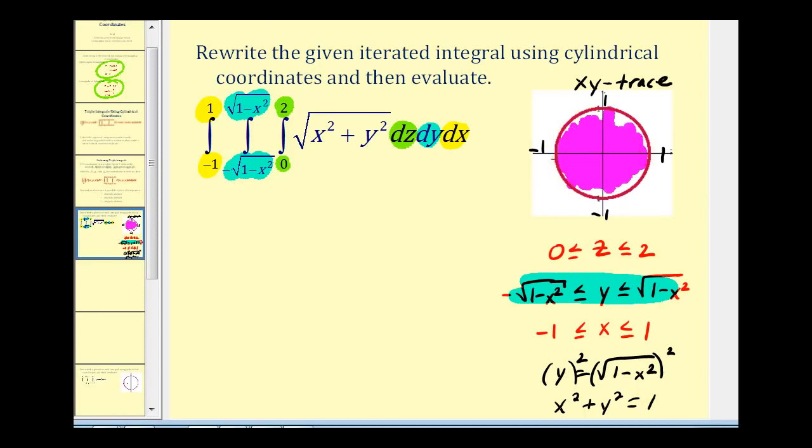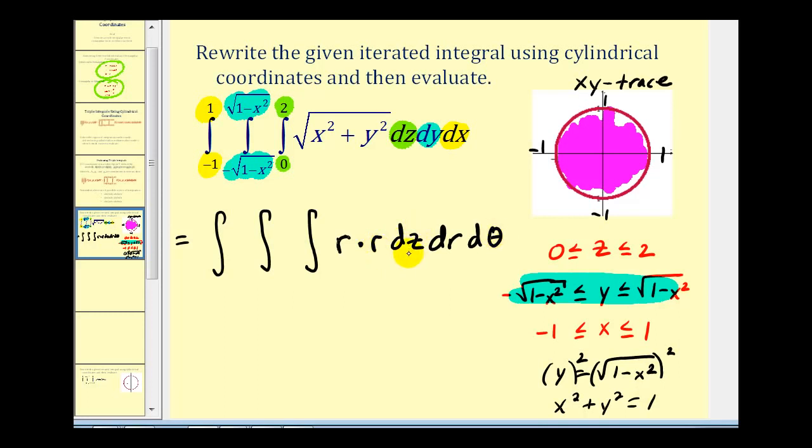So let's see if we can take all this information and rewrite this using cylindrical coordinates. Now let's take a look at our integrand. We have the square root of x squared plus y squared. X squared plus y squared is equal to r squared, and the square root of r squared would be r. And then remember, when converting to cylindrical coordinates, we have an extra factor of r, and then dz, dr, d theta.